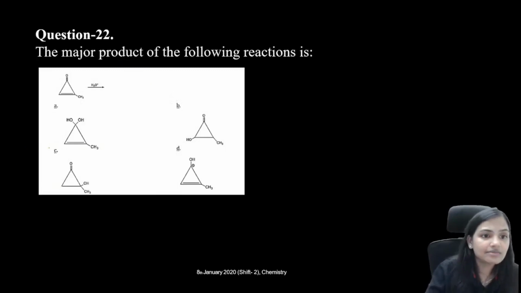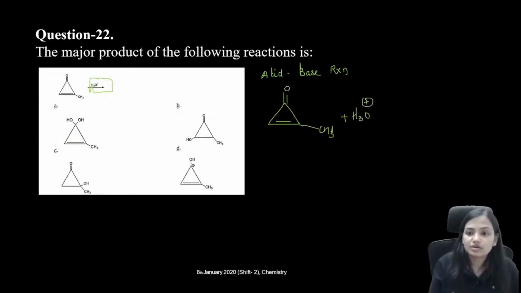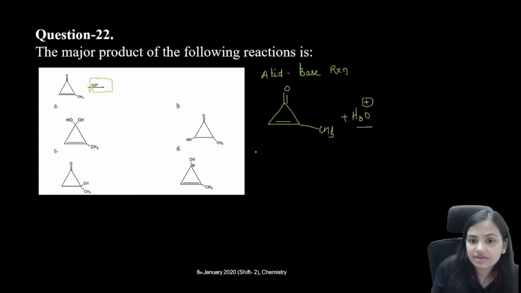Another question, the major product of the following reaction is. So again, as per me, this is a simple acid-base reaction. The major product of the following reaction is. Your question is something like this. You have a double bond O. This is methyl. And this has to be treated with H3O positive. Okay. So, of course, if this is acid, any base will react. Now, who is a good base? Who will react?